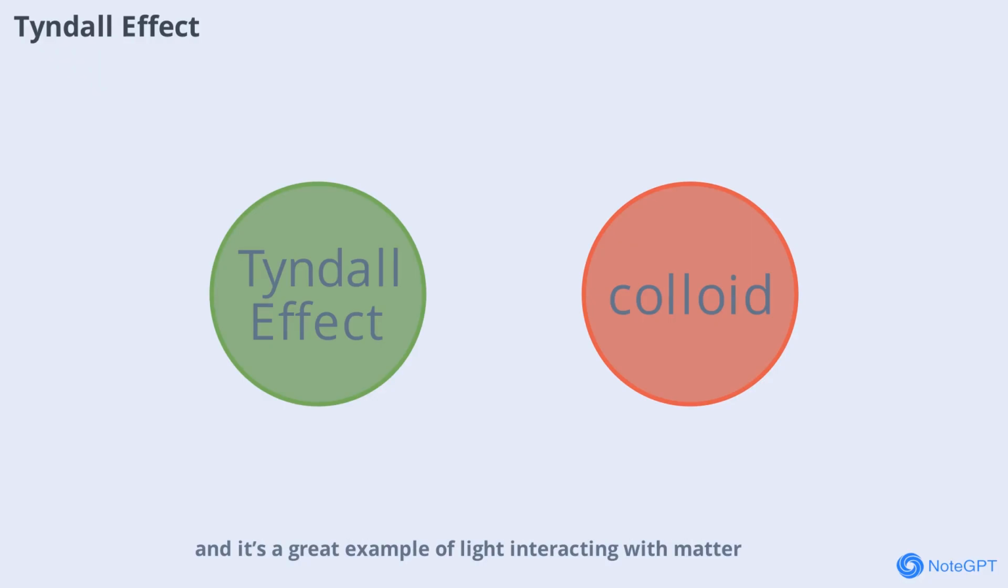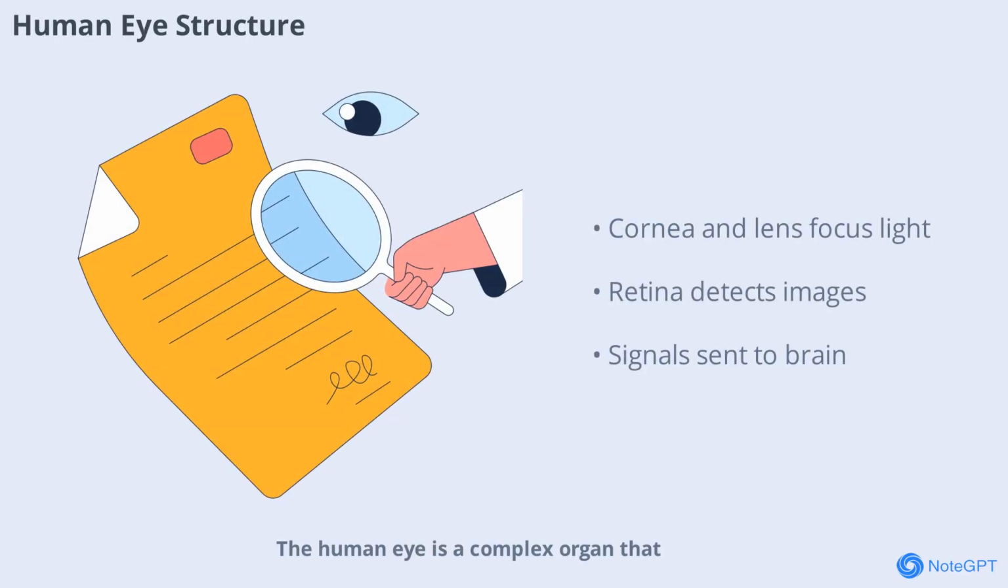interacting with matter. Human eye is a complex organ that uses lenses and light-sensitive cells to form images. Light enters through the cornea, passes through the lens, and is focused onto the retina. The retina converts light into electrical signals which are sent to the brain. Understanding the eye's structure helps us appreciate how we see and how vision problems can be corrected.